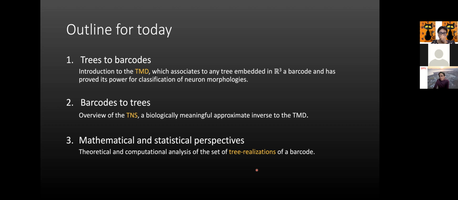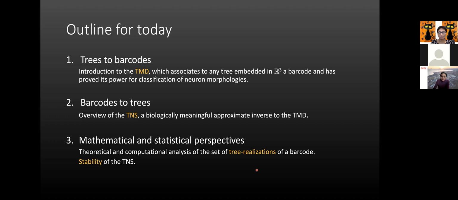So in particular, we're going to look at what are the possible geometric trees that can be associated to a barcode, and also some sort of stability results, like how much can these topological realizations, these tree realizations of a barcode change depending on how different the barcodes are from each other. This is a sort of question that is very relevant in these contexts of TDA when one is interested in how stable the particular invariants are.